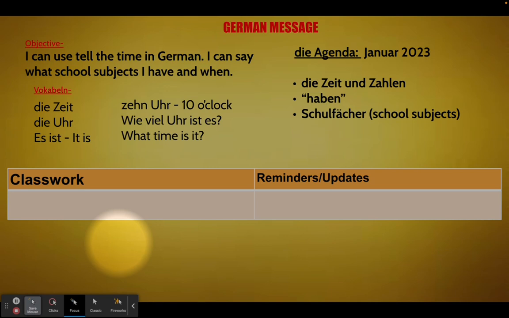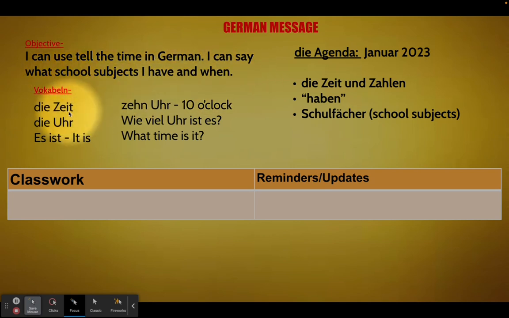And we're moving on today to learn how to tell the time, so that we're going to put that together saying I have, or he or she has, and a school subject, math, reading, ELA, and so on and so forth, and then at what time they have that school subject. So our objective is I can tell time, sorry about the typo. In German, I can say what school subjects I have and when.